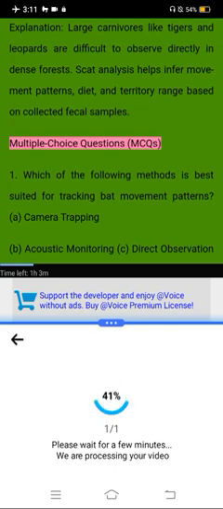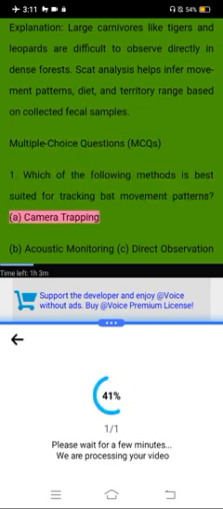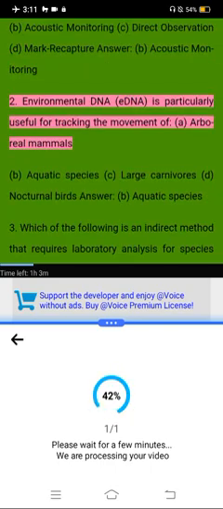Multiple choice questions (MCQs). 1. Which of the following methods is best suited for tracking bat movement patterns? A. Camera trapping. B. Acoustic monitoring. C. Direct observation. D. Mark recapture. Answer: B. Acoustic monitoring.